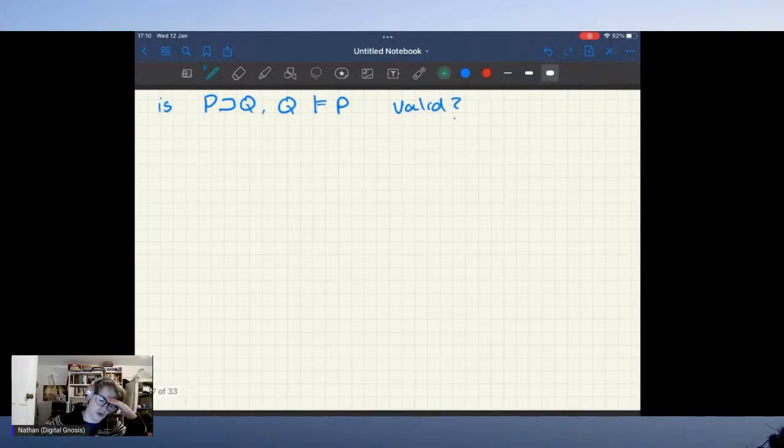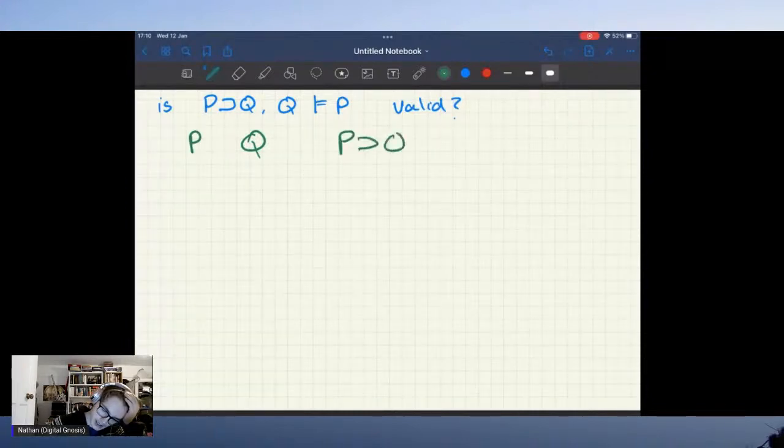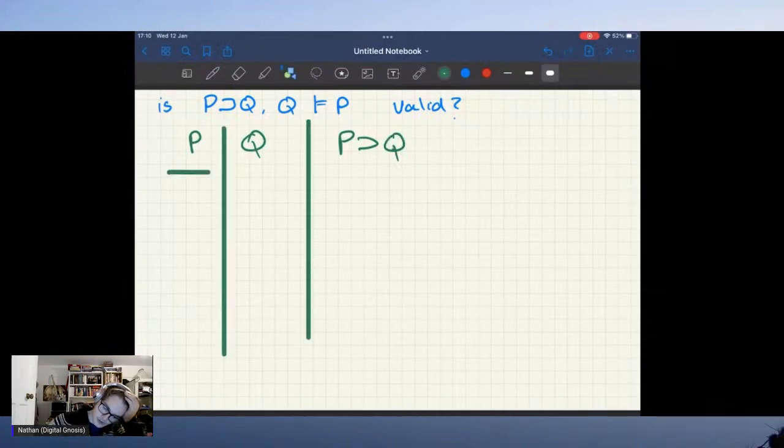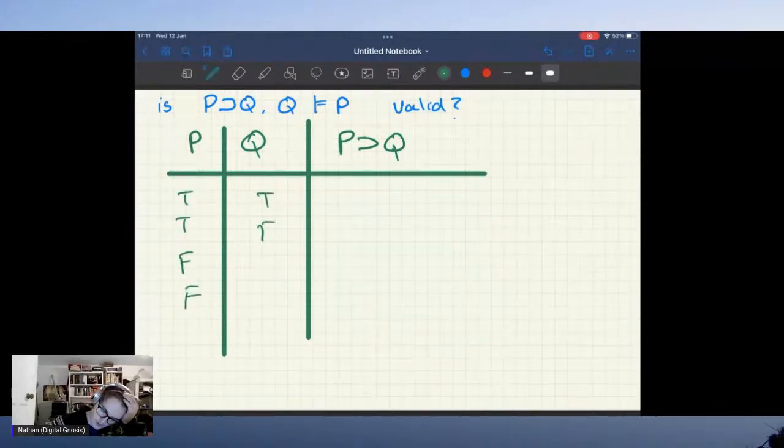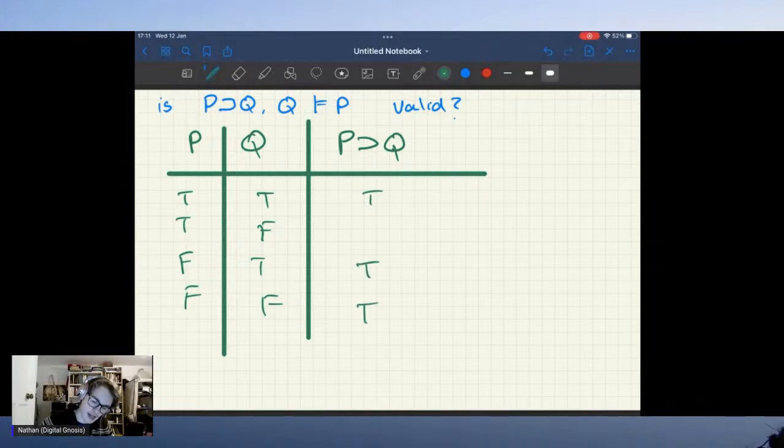So what I'll do then is we'll do this one in a similar way. Is P then Q, Q therefore P valid? Okay, so we're going to go same as before. P, Q, P then Q. Like that. True, true, false, false, true, false, true, false. And now remember our truth table for this one. Basically, it's true in every case, except the case where the antecedent is true and the consequent doesn't follow. So that's the false case.